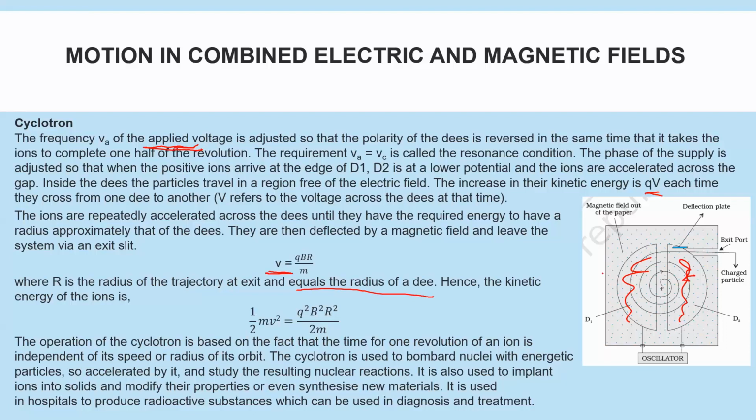Okay, so the movement of the particle, the way it takes up the circular path, is not dependent on either its speed, the initial speed that it is orbiting, or the radius of the orbit. Both of them do not have a role in this path that is followed. So that is why the cyclotron is used to bombard nuclei with energetic particles.